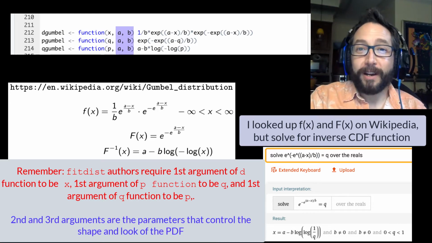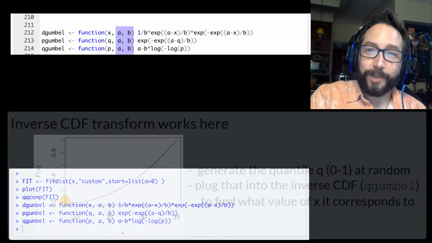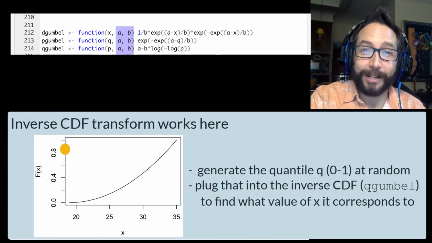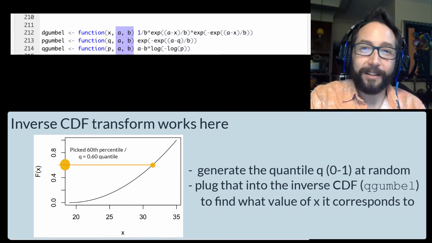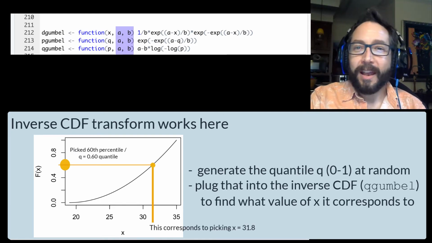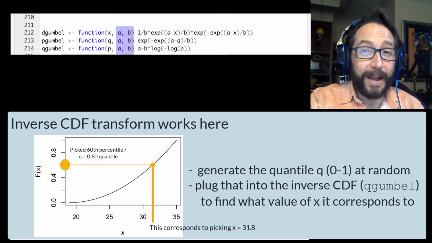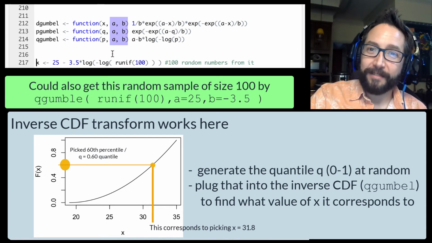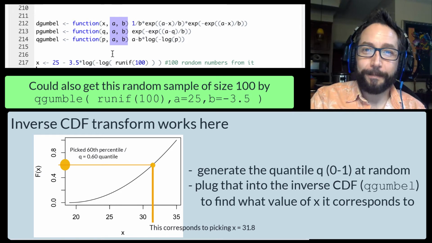And now let's generate some data to fit. Once again, this is actually one of those distributions where I could use that inverse CDF transform. I can generate the quantiles at random between 0 and 1, and then look back and convert those into the values of x that they represent. And so that's where my data vector x is coming from in this case.